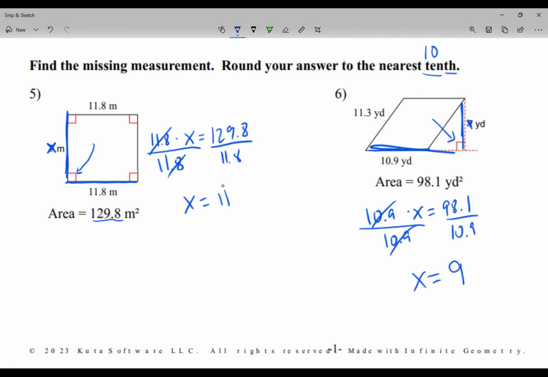Okay, none of my answers came in decimals. Some of your answers might. If you have decimals, round it to 1 decimal place.